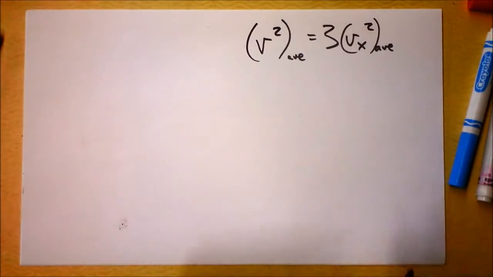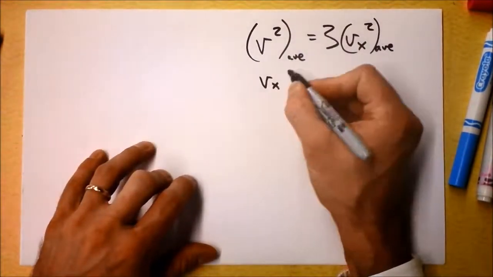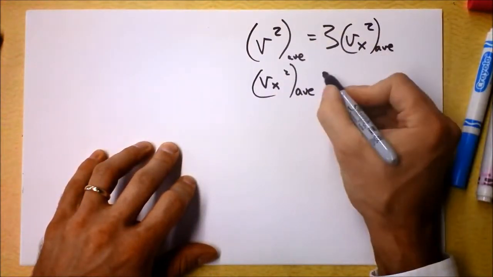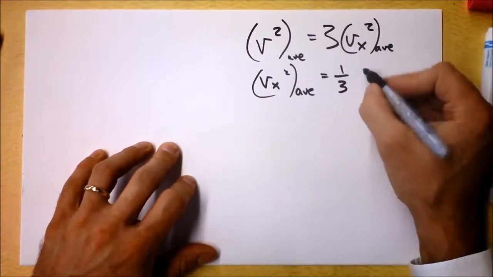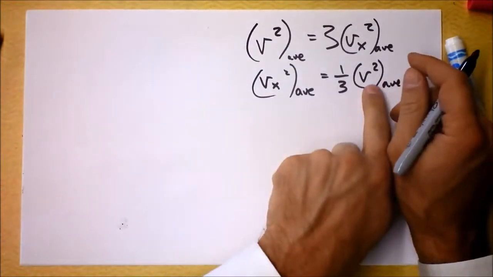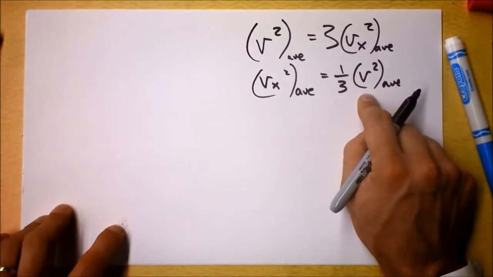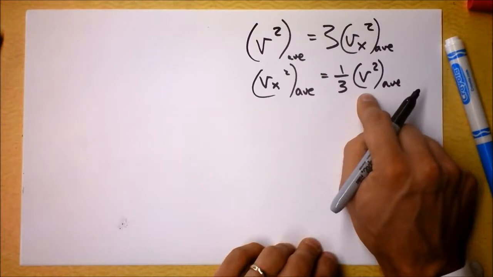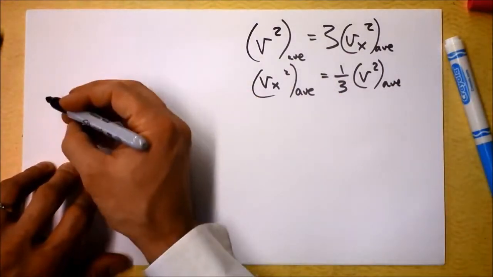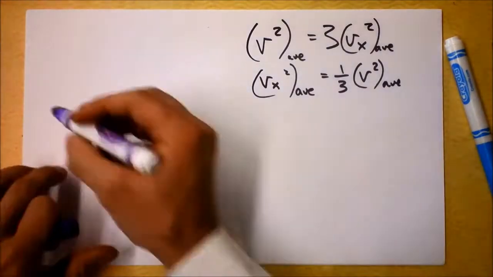I'm going to argue that there's another way we could look at this. We could also say that Vx square average is the same thing as 1/3 V square average. So this is velocity in the x direction, but this is actually just figuring out how fast the particle is going. All right? So I'm going to then say, oh boy, here's where it gets really good.